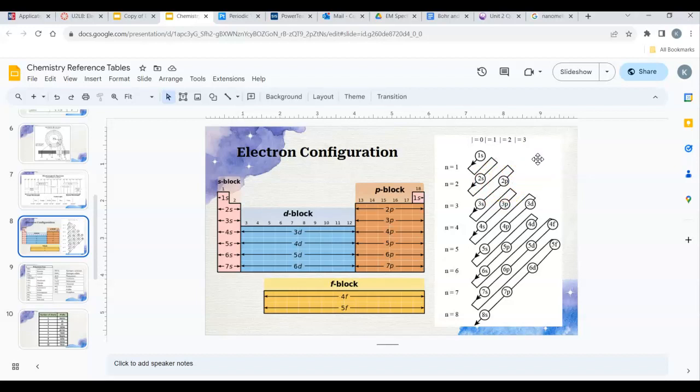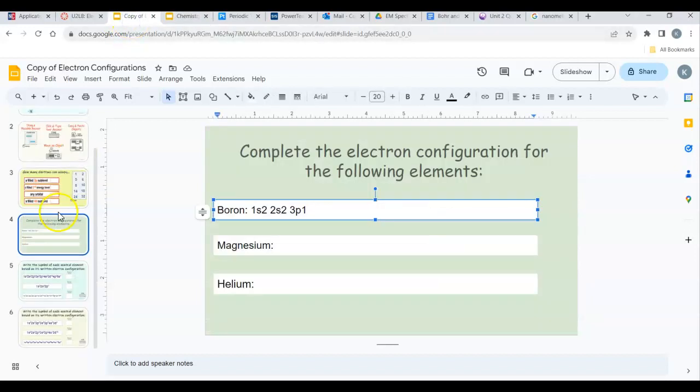Either way, you're going to find the correct answer, whichever is more intuitive for you. I always teach it the way with a table, but you can use this little chart as well. Okay, so there's that one.